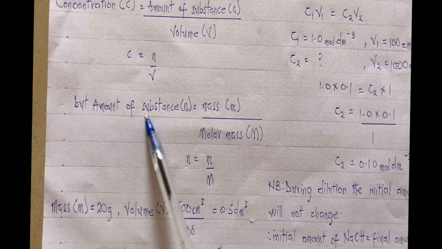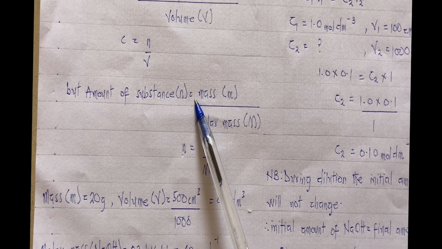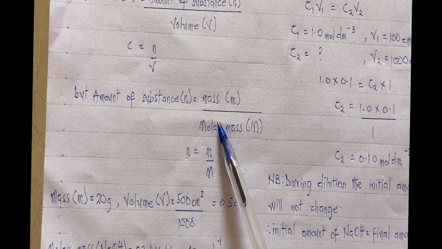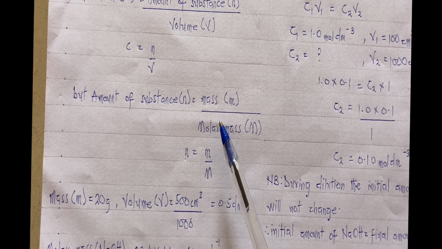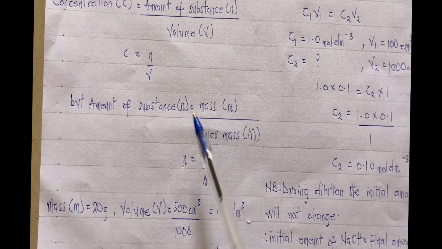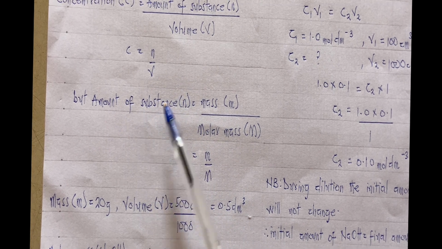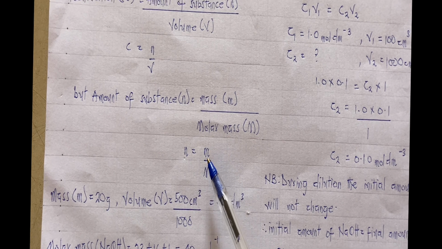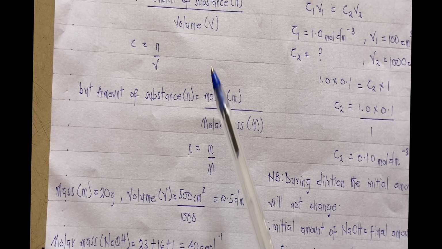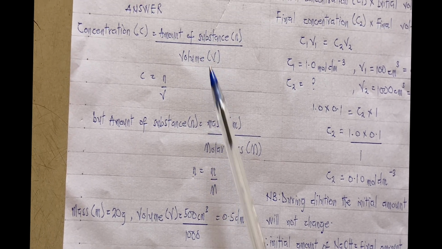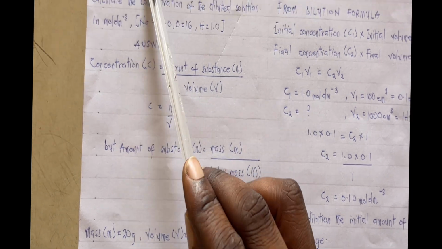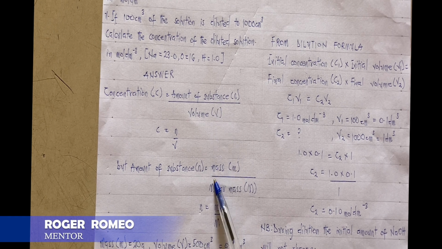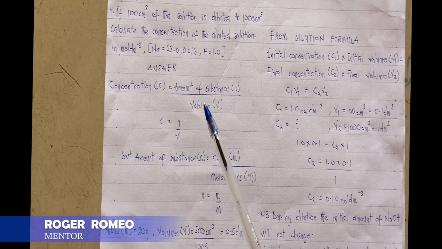But amount of substance equals mass over molar mass, as we already studied in molar mass. So from molar mass, we make amount of substance the subject, and we can also have n equal to m over big M. So we are going to combine these two formulas to calculate our concentration that we have been asked. Now let us look at how we can use these two formulas to get our concentration.